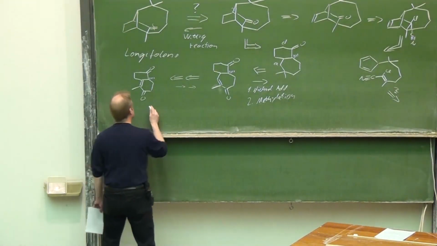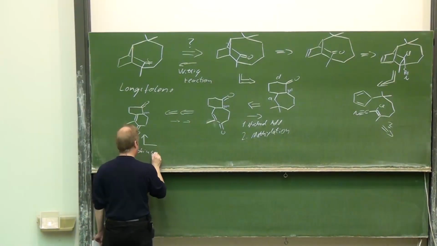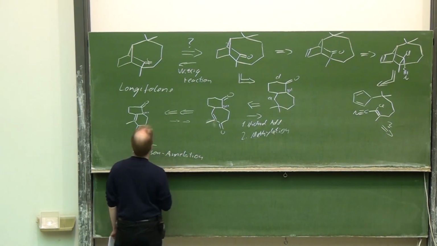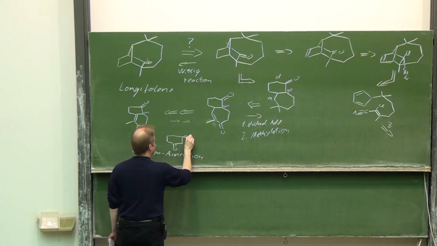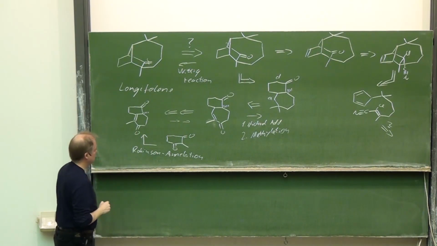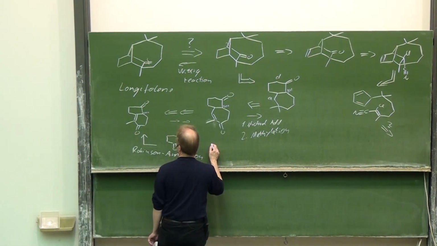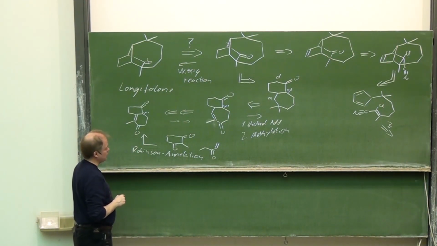Typical structure for a Robinson annulation. So, what do you have to apply as starting components? With methyl, cyclohexane, hexane dione, and well, this alpha beta unsaturated ketone.